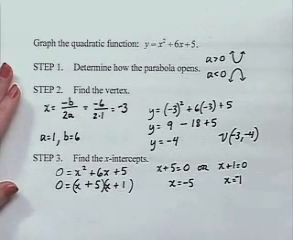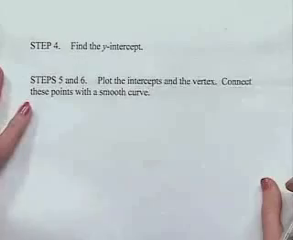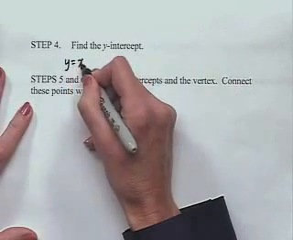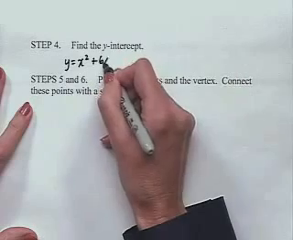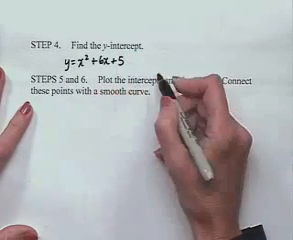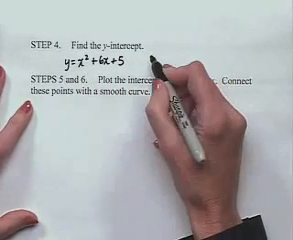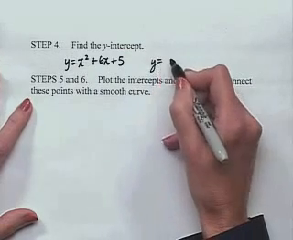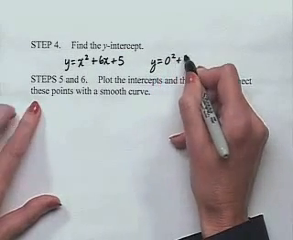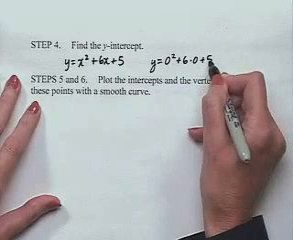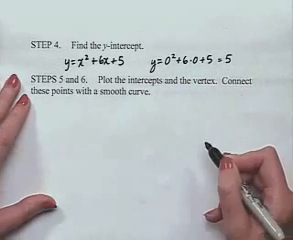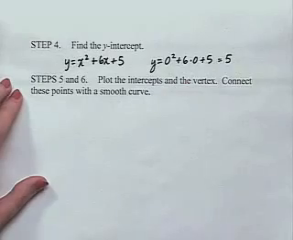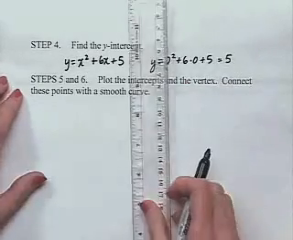Now let's look at step 4. Step 4 would be to find the y-intercept. Our equation again was y equals x squared plus 6x plus 5. If we're finding the y-intercept, that means that our x value must be 0. So we'll evaluate y equals 0 squared plus 6 times 0 plus 5, which is equal to 5. Steps 5 and 6, let's plot the intercepts and the vertex and connect these points with a smooth curve.